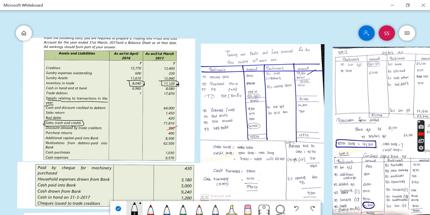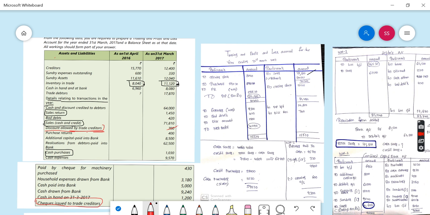We will take everything, so write by sales. They also mention that there is a sales return, so deduct it from the sales. And then we need to find out the purchases. They have given the cash purchases here, but they haven't given the credit purchases. Even so, they have given information related to the creditors: discount allowed by trade creditors, and cheque issued to trade creditors.